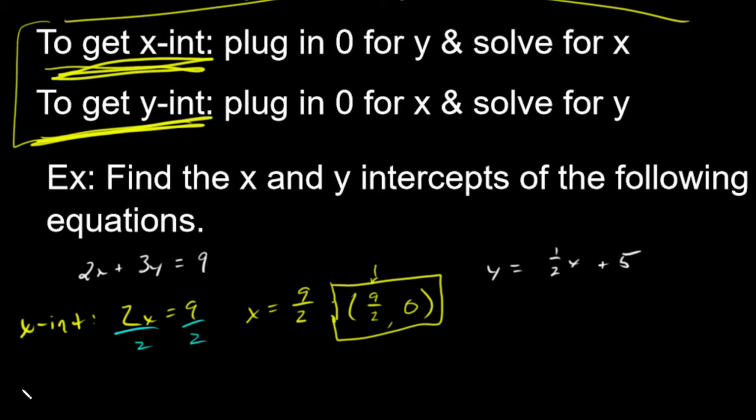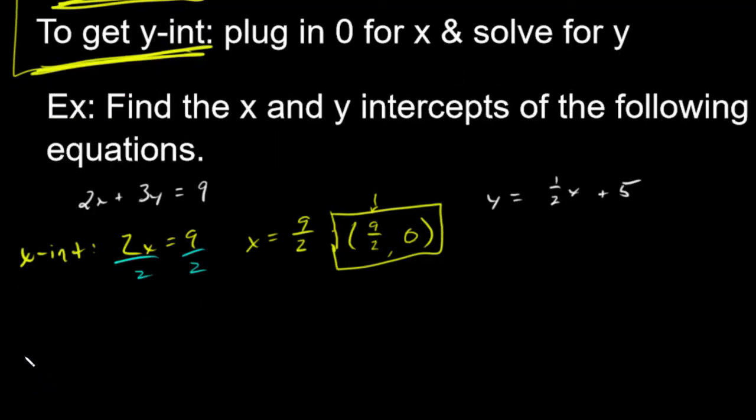And then your y-intercept, you plug in 0 for x and solve for y. So you plug in 0 for x. So what's 2 times 0? Well, that's 0. And so you're just going to get 3y equals 9. And solve that for y.